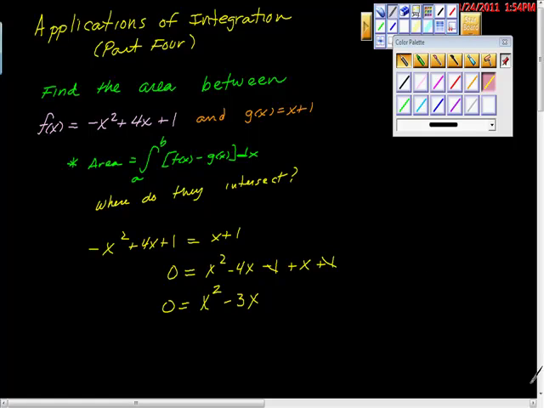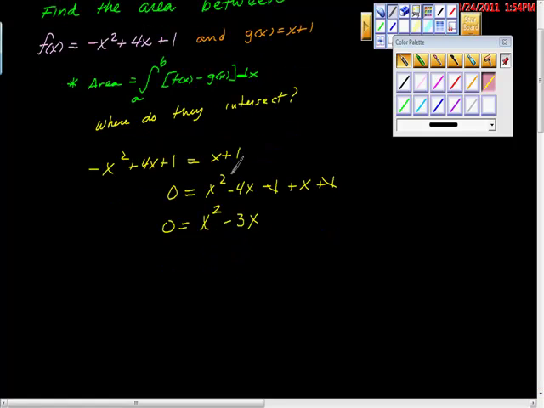I'm going to factor this. Right now I'm looking for the x values where these things intersect. So 0 is equal to x times x minus 3. When does that equal 0? When x equals 0, or when x equals 3. So they're going to intersect twice. That's what we know so far.